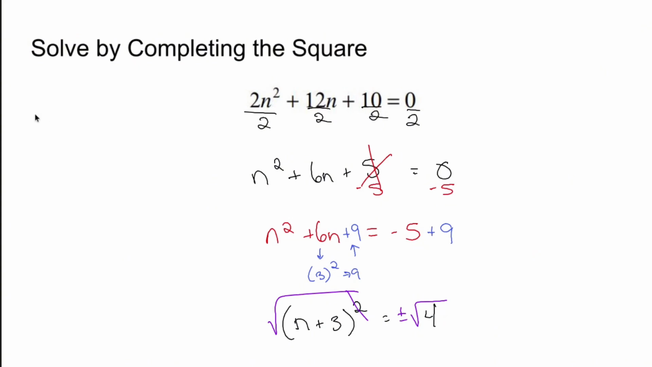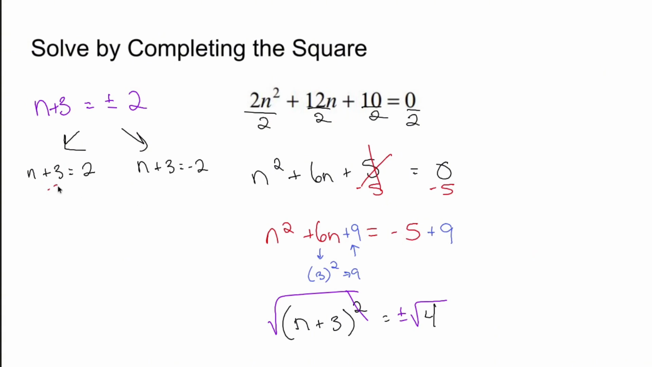And let's move it up here. Now you're left with n plus 3 equals positive or negative the square root of 4, which is 2. We can take that and split that into two different problems. N plus 3 equals positive 2, and n plus 3 equals negative 2.